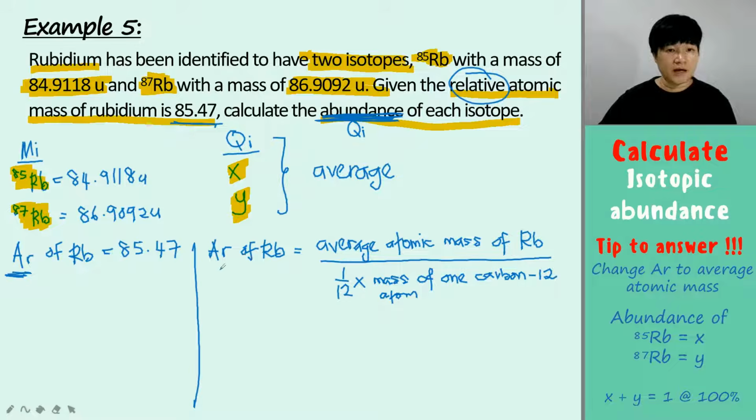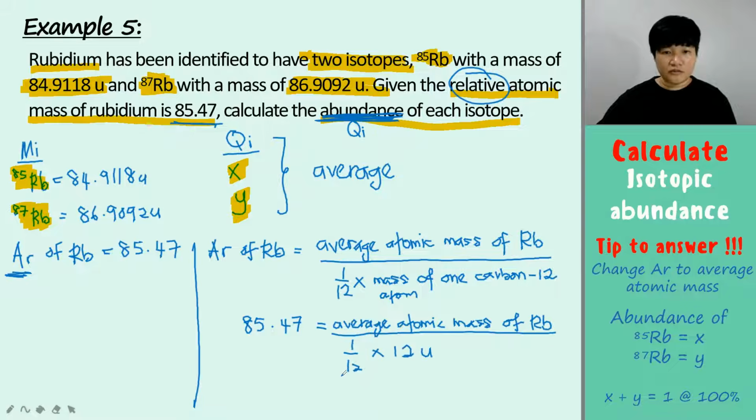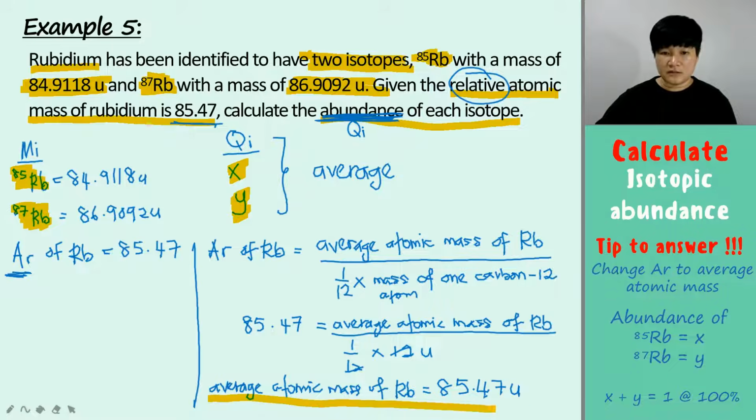Put in the value of the relative atomic mass of rubidium, which is 85.47. Solve the mathematics, 1 over 12, settle. The average atomic mass of rubidium will be equal to 85.47 U. This is the first half of the answer. You need to change the relative atomic mass into the average atomic mass because we are going to use this average atomic mass calculated to find the isotopic abundance of the rubidium-85 and rubidium-87.